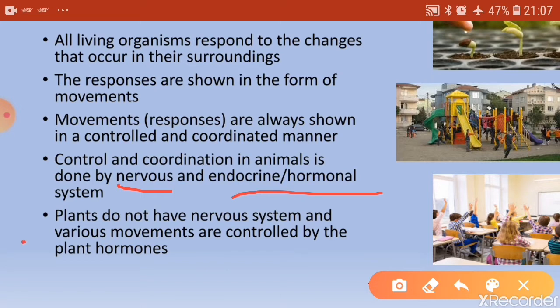Whereas in case of plants, plants do not have any nervous system. They don't have any nervous system. And so in case of plants, all the activities or the various kinds of movements that are seen in plants are controlled by plant hormones, which in detail we'll be discussing in this particular chapter.